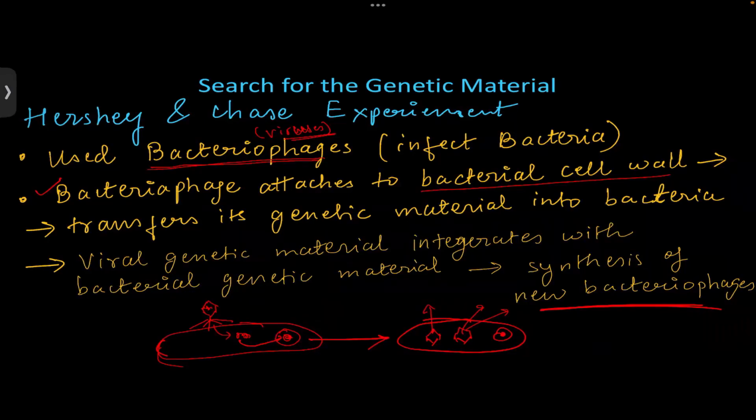First, it attaches on the bacterial cell wall. Then it transfers the genetic material into the bacteria. The genetic material of the virus becomes integrated with the genetic material of the bacteria. And then the bacterial cell becomes a factory for the synthesis of new viruses or new bacteriophages. In this way, it is using bacteria as a host for making new and new viruses.